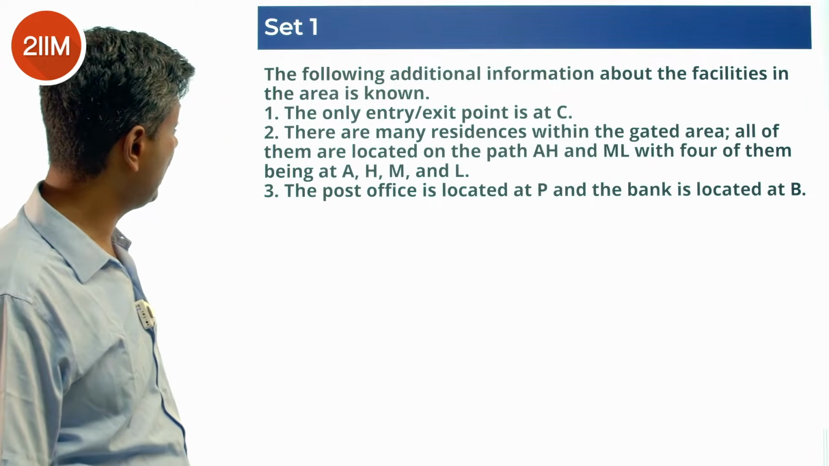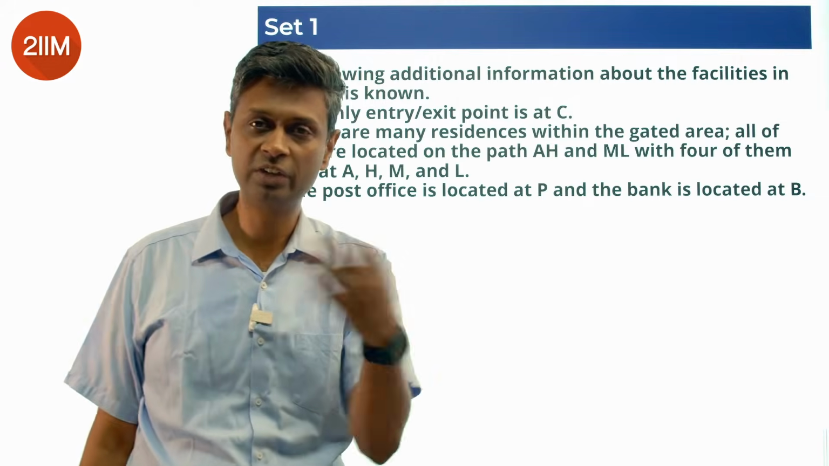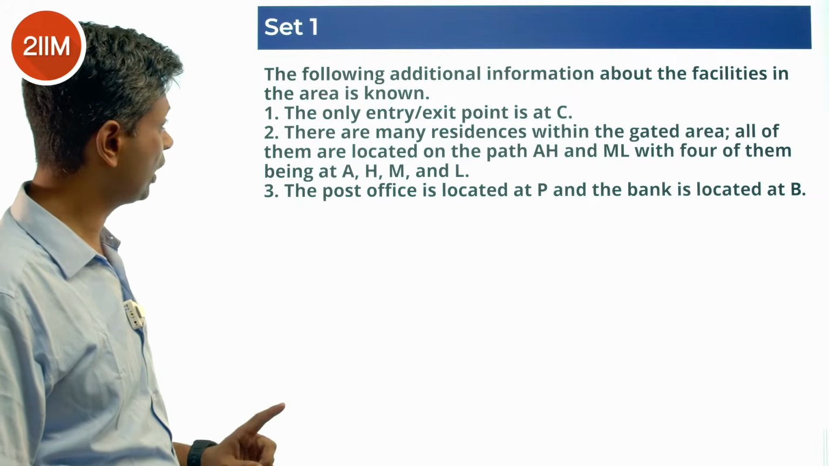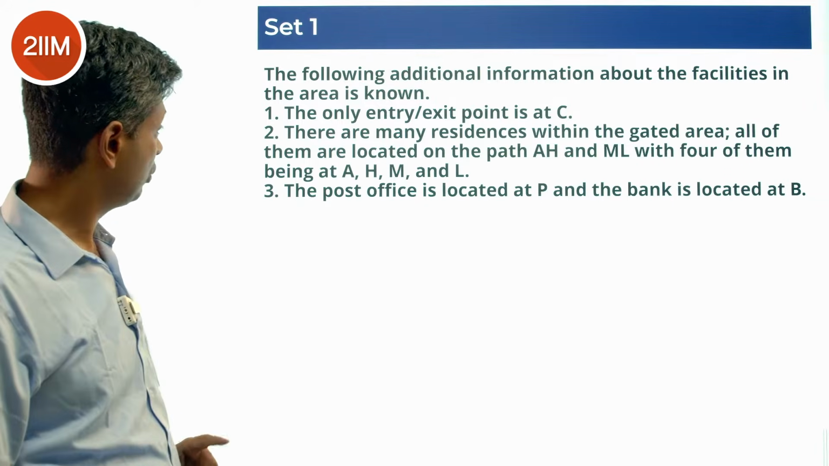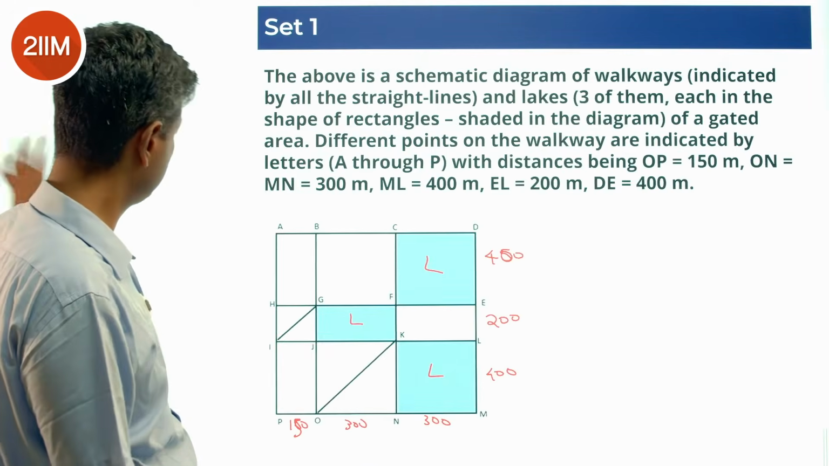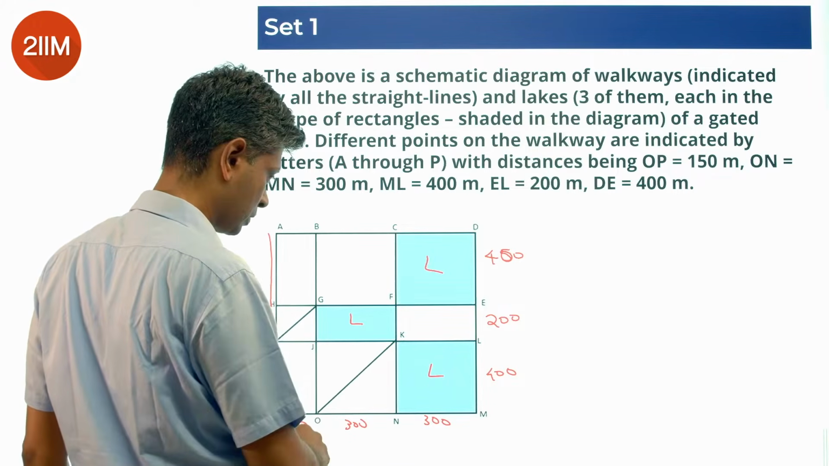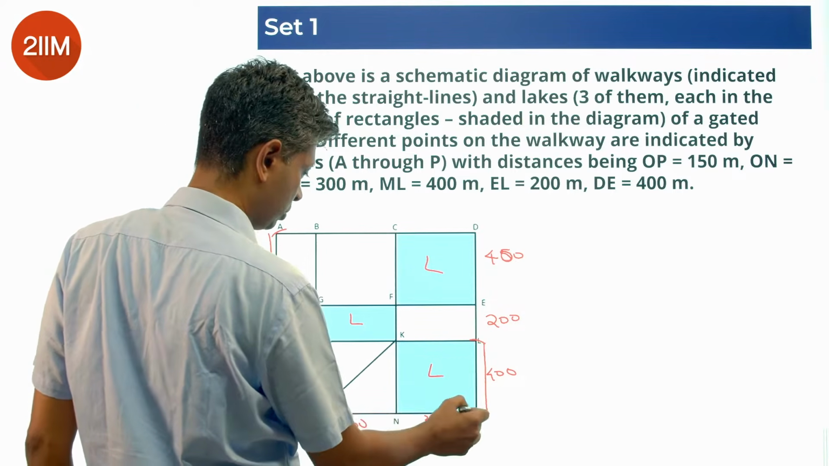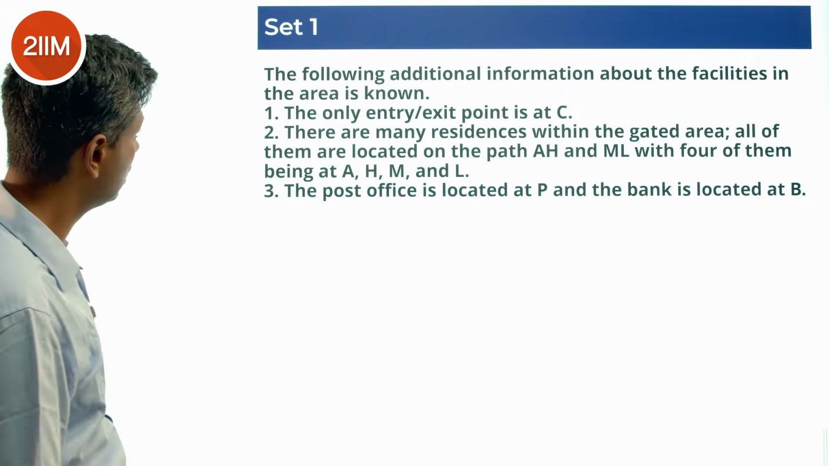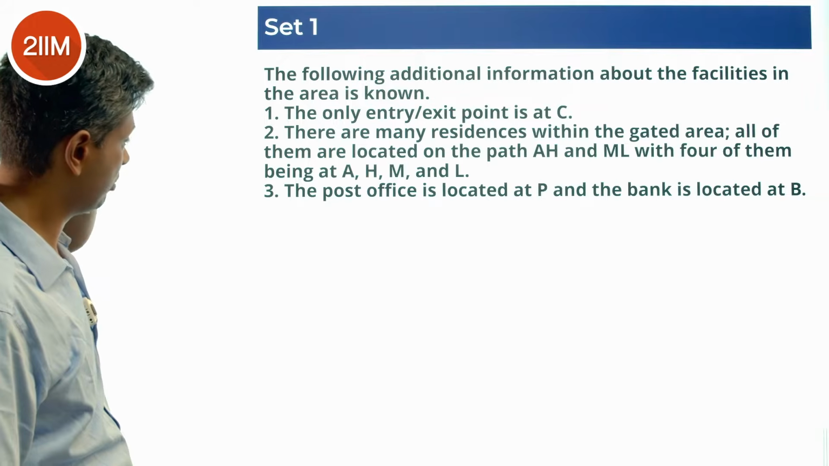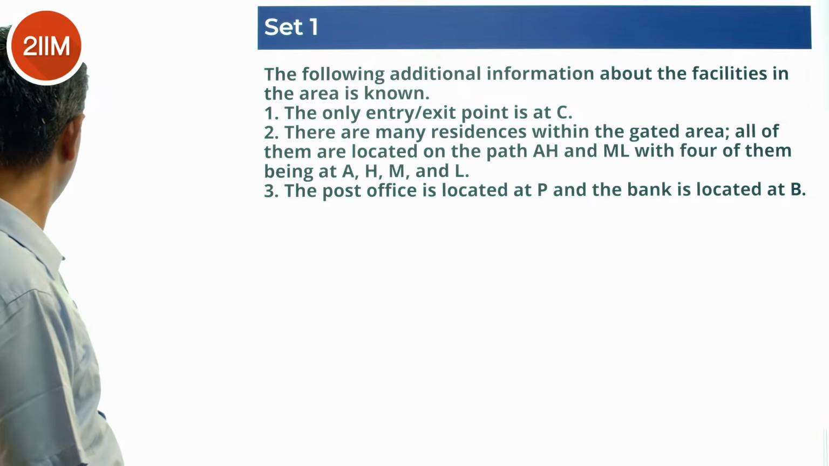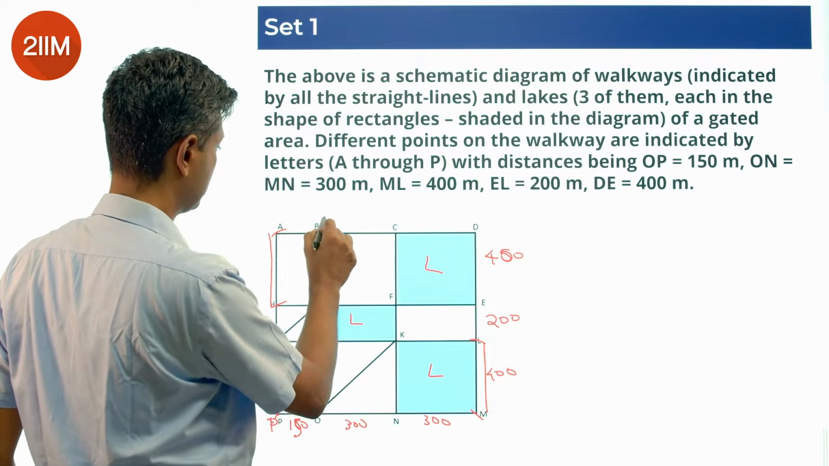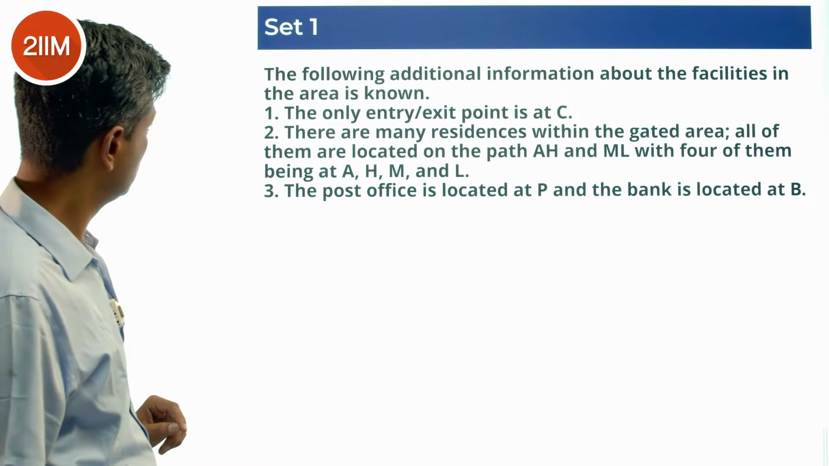The only entry exit point is at C. You can get through at C, leave at C. There are no other exits. There are many residences within the gate area. All of them are located on the path AH and ML, with 4 of them being at AH, M and L. The post office is located at P and the bank is at B. That's it. There's nothing more than here.